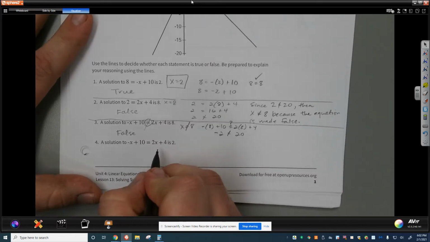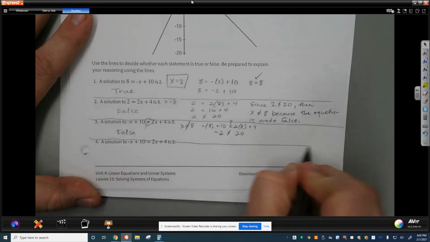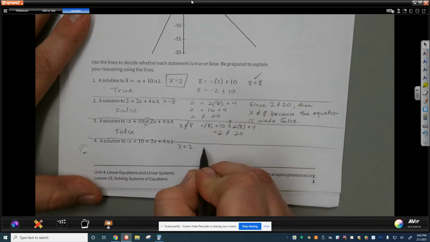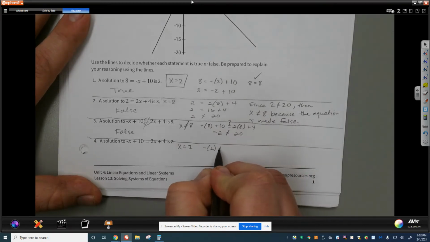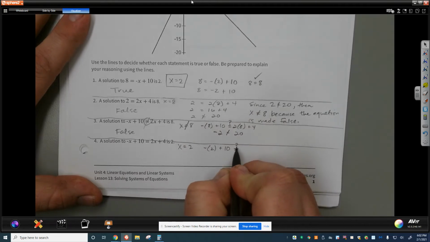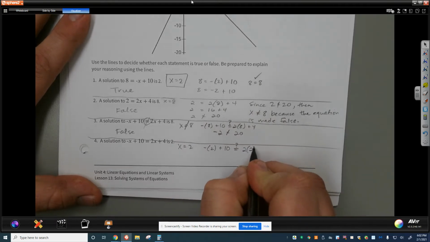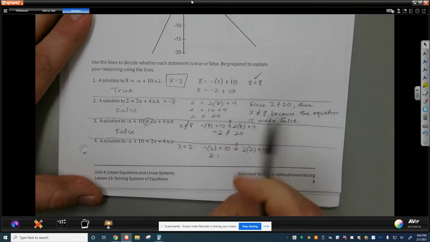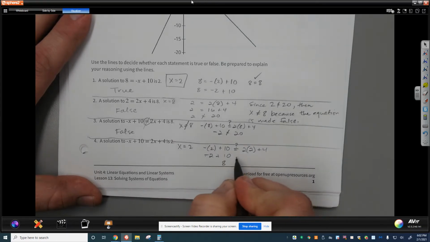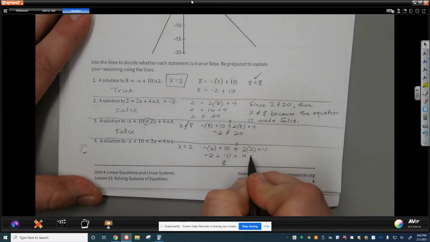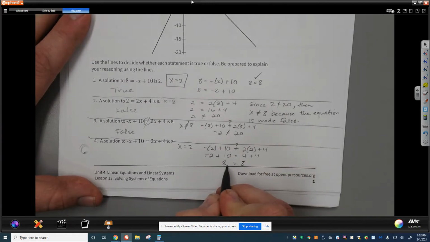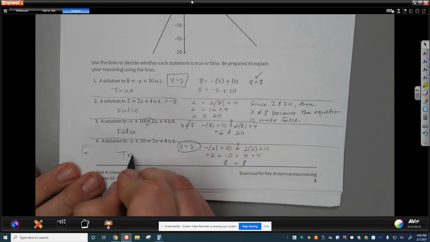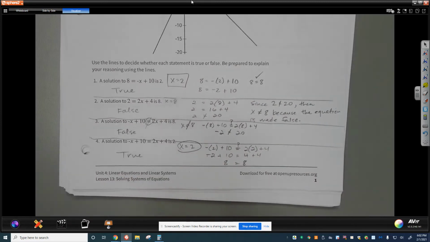I look at the next one right here when I say x equals 2. That's my claim. Here's my evidence to decide if that's true or not. The opposite of 2 plus 10. And I'm checking to see, is this the same thing as 2 times 2 plus 4? The opposite of 2 plus 10 is negative 2 plus 10, which equals 8. 2 times 2 is 4. 4 plus 4 is 8. Since 8 is equal to 8, since these two expressions are equal, this is a true statement, then x equals 2 is an absolutely true statement.